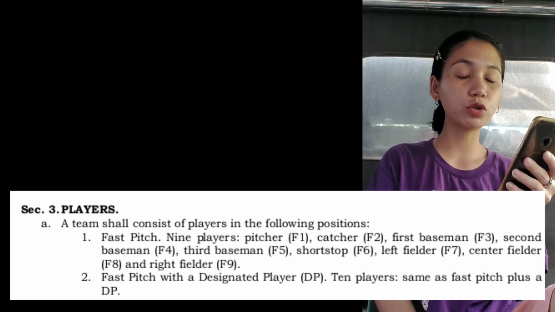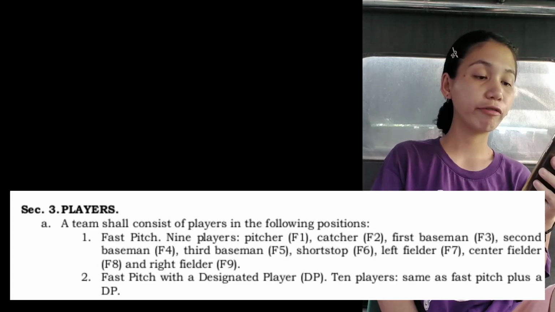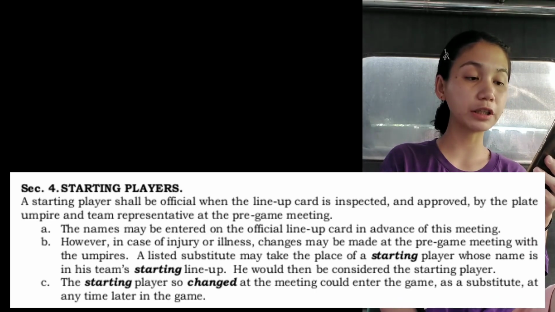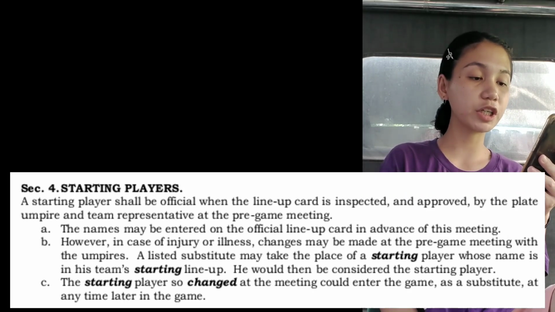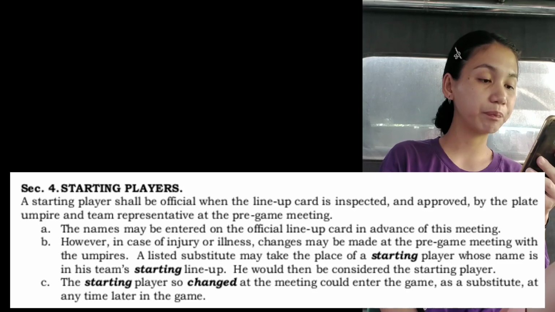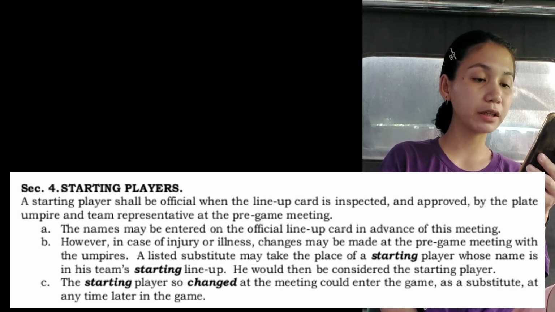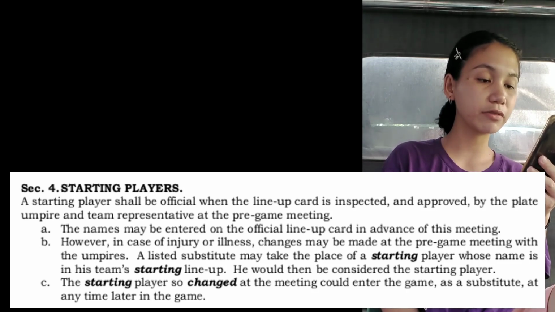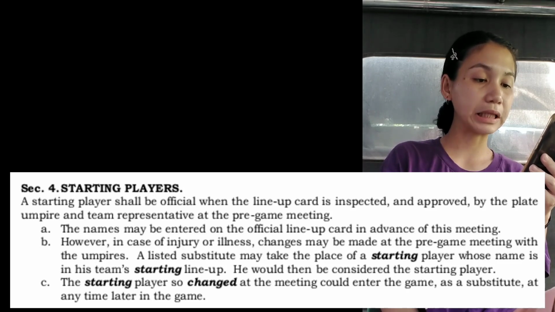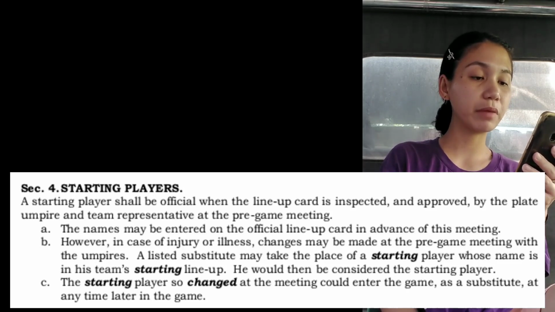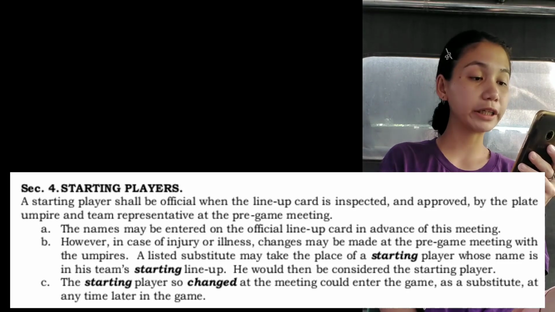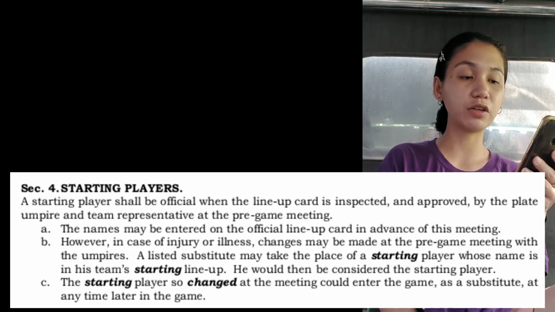So let's move on to rule number 4, section 4, starting players. The starting players shall be official when the lineup card is inspected and approved by the plate umpire and team representative at the pre-game meeting. The names may be entered on the official lineup card in advance of this meeting. So that is section 4, starting players.